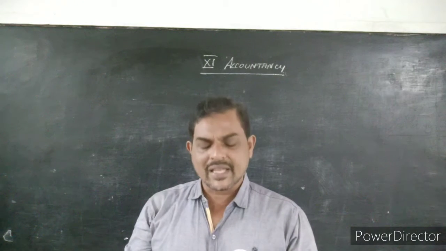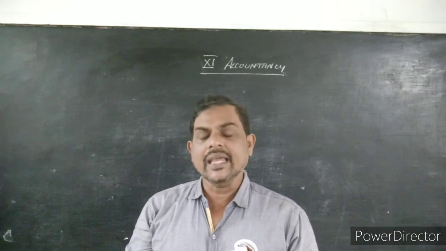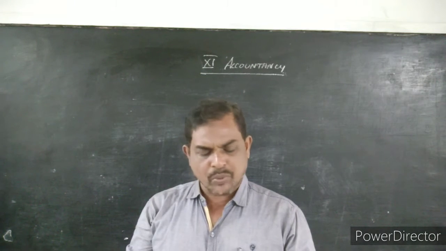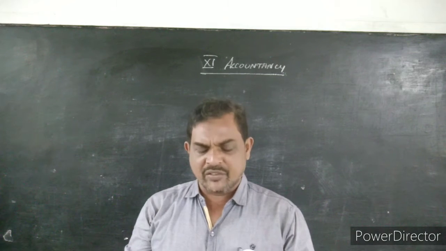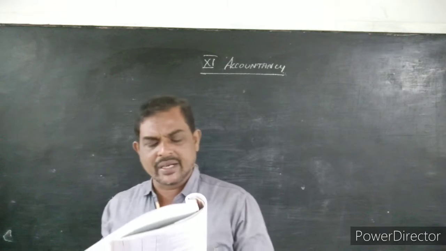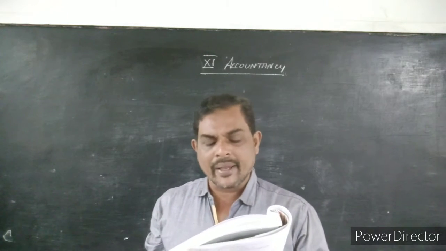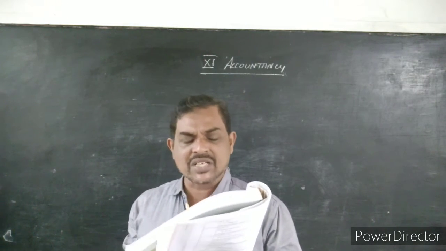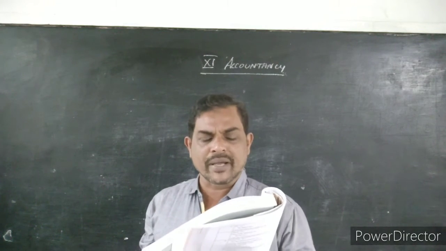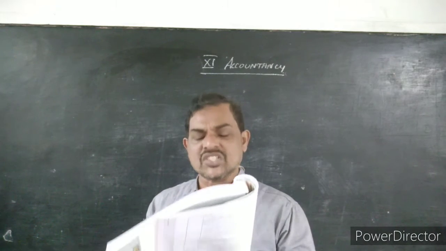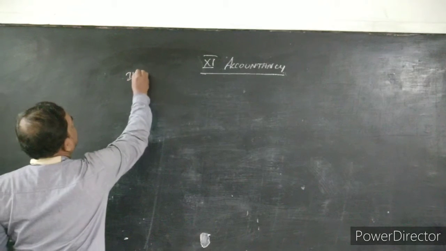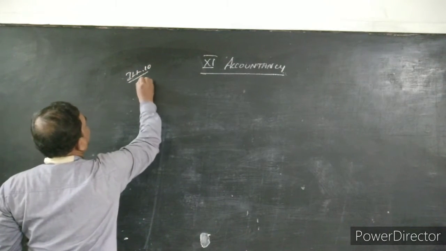Derry is a sole trader dealing in automobiles. From the following transactions, prepare journal entries for the month of January 2018. He has given some transactions for the month of January 2018, and for these transactions we have to prepare the journal entries. This is illustration 10, page number 53.